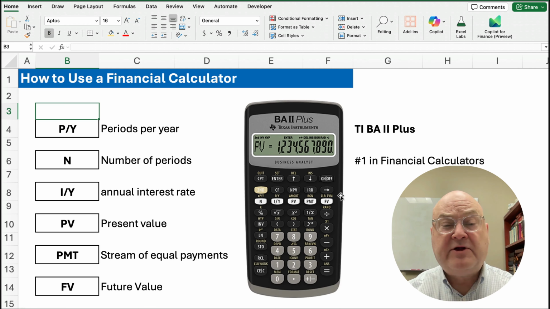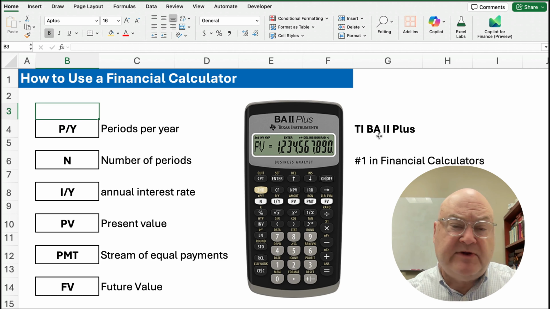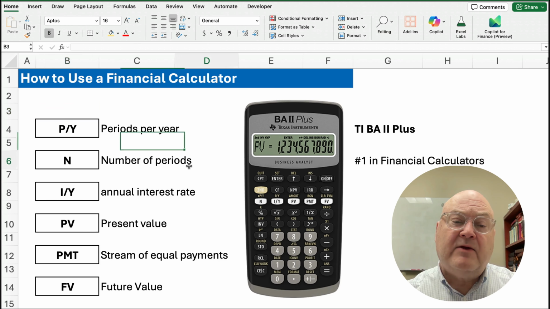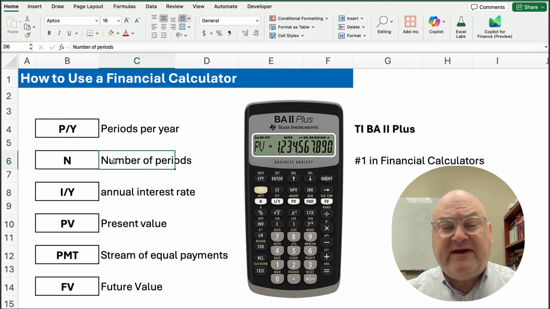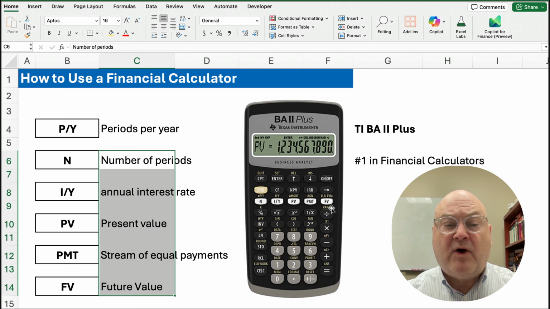Now, the calculator I'm going to use today is the TI BA II Plus, the Texas Instruments BA II Plus. It's the #1 financial calculator on Amazon. And so let me show you this one. What makes it a financial calculator? Well, it's these buttons right here in white.